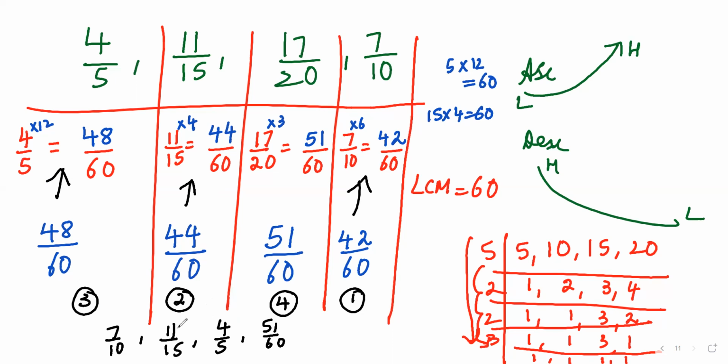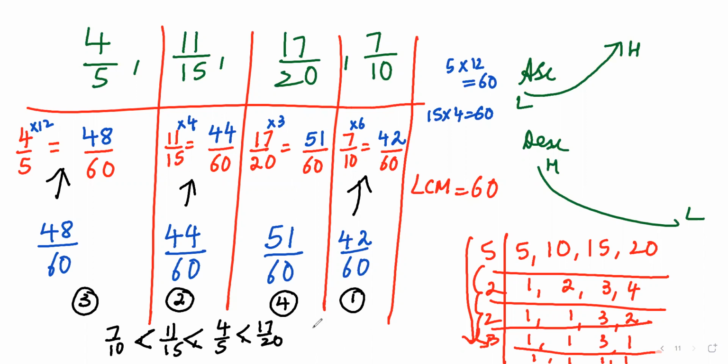Okay, and we can write like this. See, this is 7 by 10, 11 by 15, which is the smallest one, 7 by 10. So it is smaller. The next one is 4 by 5. 4 by 5 is less than 51 by 60. Sorry, I should write the original form. 51 by 60, what is the original form? It is 17 by 20. So 7 by 10 will be less than 11 by 15. Next one is less than 4 by 5 and less than 17 by 20.